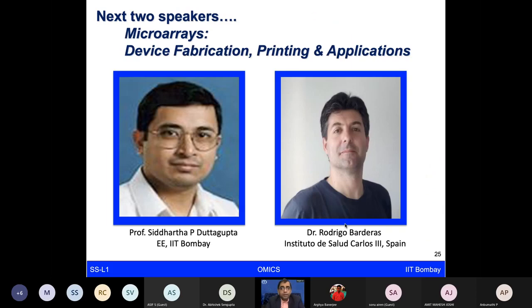So just immediately after me, we are going to have 2 distinguished speakers, Professor Siddharth P. Datta Gupta from the Electrical Engineering Department of IIT Bombay, who, as you can see, is a professor from the Electrical Engineering Department, but he works on the interface of engineering and healthcare and biological aspects. And his group is also interested in looking into the device fabrications for the microarray and other types of imaging applications. And then we will have in the afternoon Dr. Rodrigo Barderas from Spain, who will talk to you about the printing technologies and some of its applications.